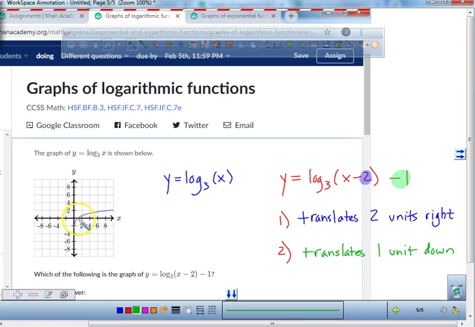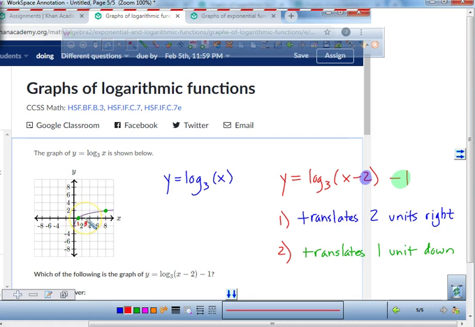So if I were to look at this graph right here, I'm going to put a point right here, and then I'm just going to put a point right there. Okay? Right here and right there. So from these points, what's going to happen? It's going to go 2 units to the right. So if that's at a 1, then it'd be at a 3. So it'll go right about here at a 3, and then it's going to go 1 unit down.